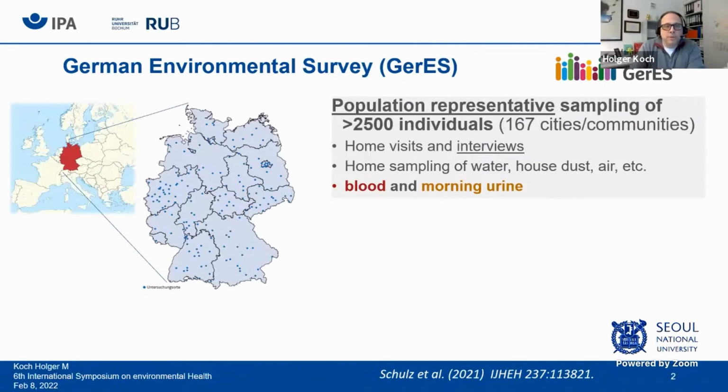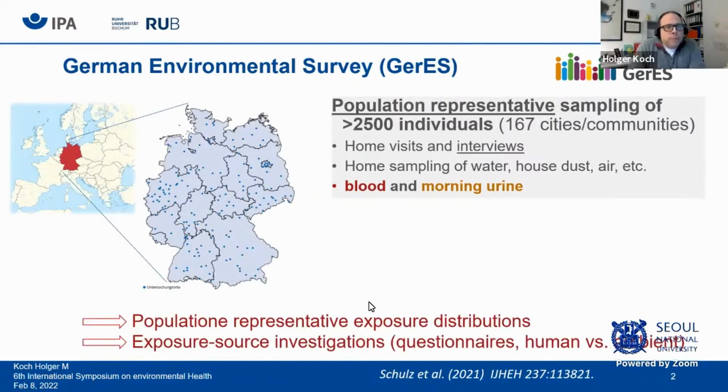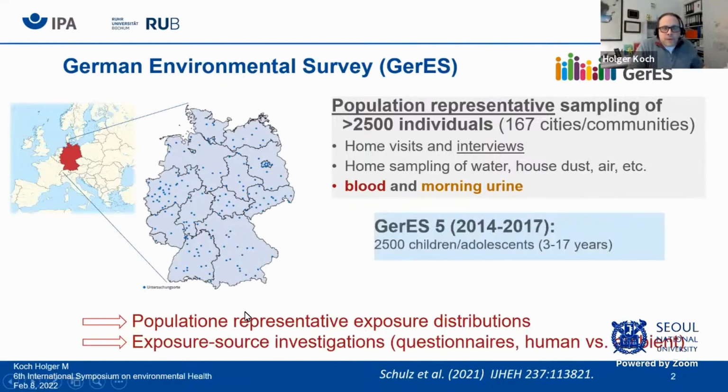to sample these individuals. Sampling is performed by home visits, interviews are performed. You also collect tap water, house dust, and air, but during these visits you also collect blood and morning urine. And with this German Environmental Survey, you get population representative exposure distributions, and of course with the questionnaire and the interview data you can also perform exposure source investigations.